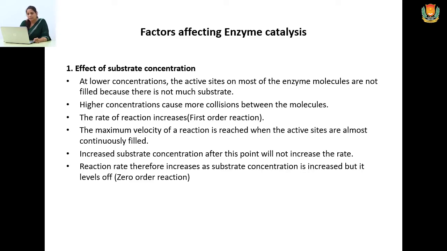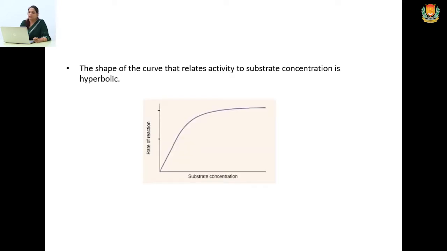Increased substrate concentration after this point has no effect on the rate of the reaction. Therefore, the rate of reaction increases as substrate concentration increases, but at the saturation level you see a zero order reaction. Zero order means the enzymatic activity is now independent of substrate concentration. In that case, we get a hyperbolic plot if we plot substrate concentration versus rate of the reaction.